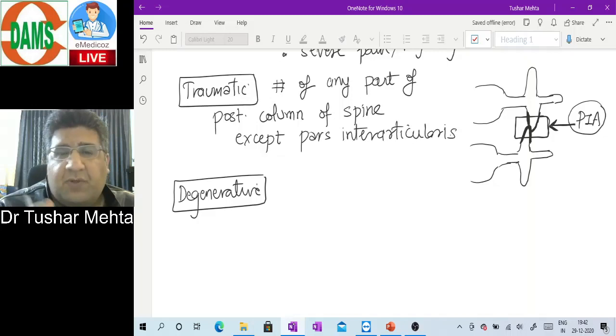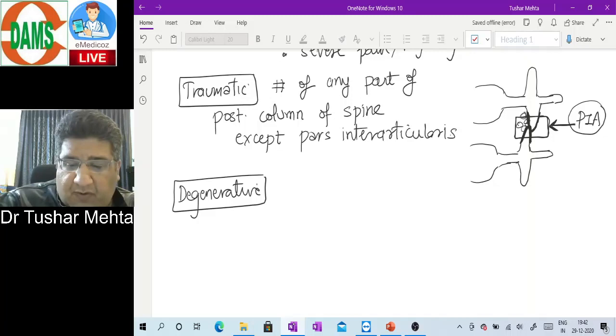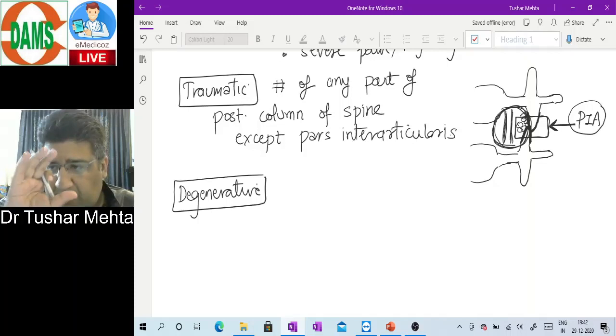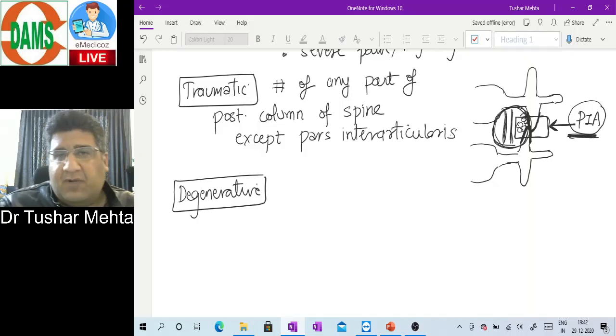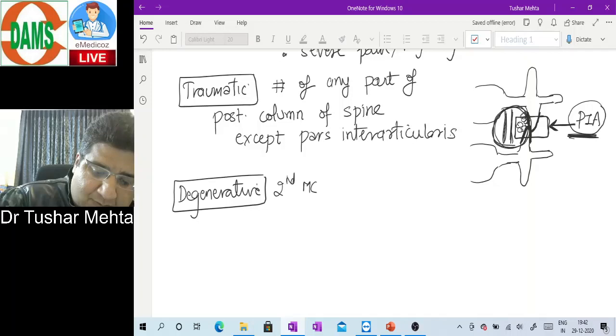So don't you think it will lead to some sort of bone formation all around? Don't you think that this is the neural canal, from which the spinal cord has to pass? Don't you think that all these osteophytes will encroach the spinal canal and reduce the diameter, thereby increasing the problem? Apart from that, this pars interarticularis, because of the osteoarthritis, don't you think it will become unstable?